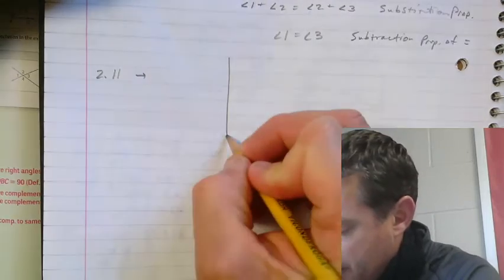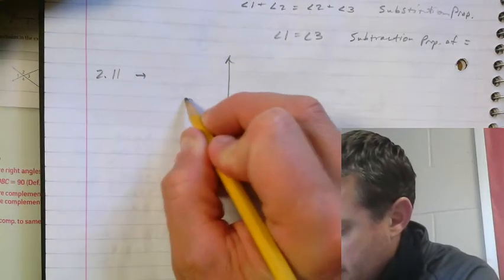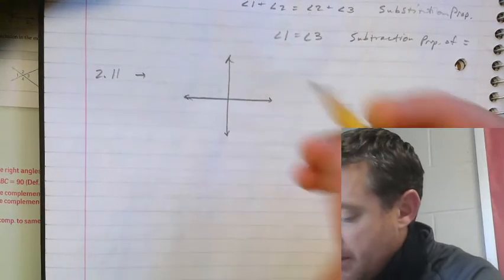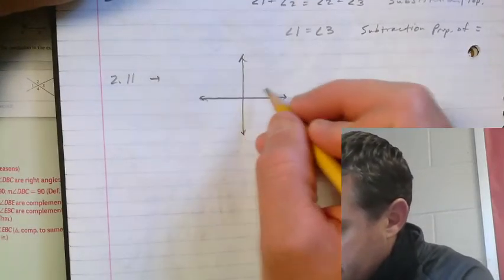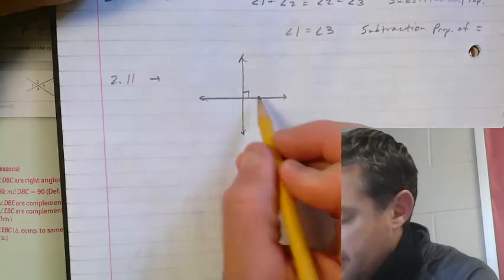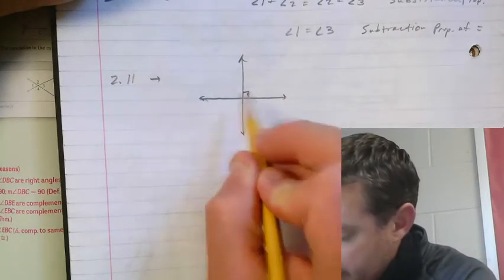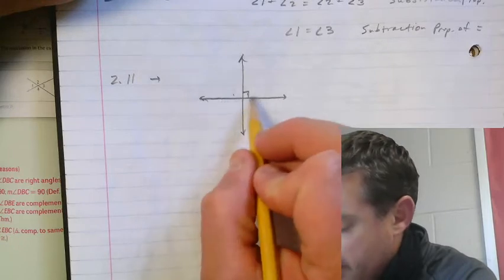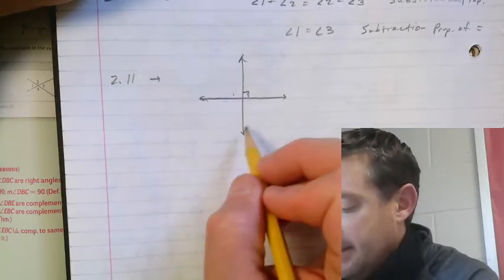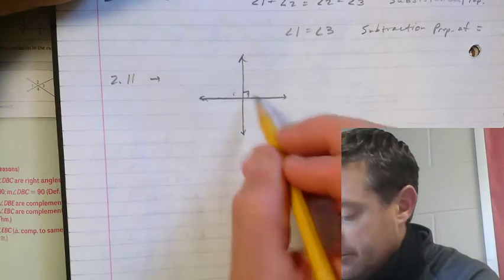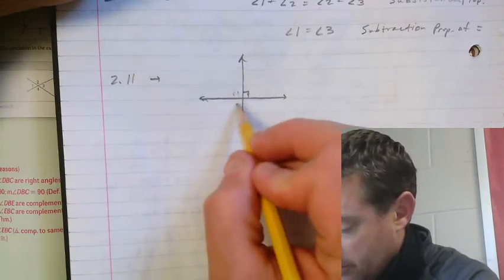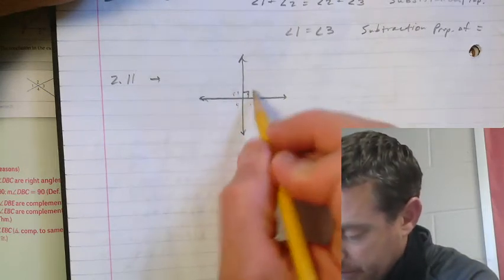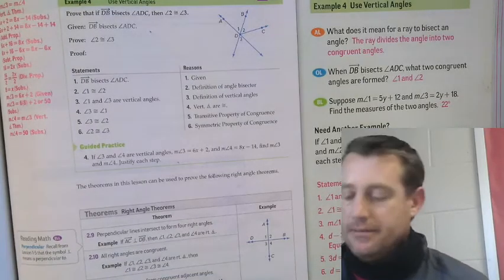If I were to do something like this, perpendicular lines make congruent adjacent angles. They're perpendicular, so it's a right angle. From here, if this is a right angle, this is also a right angle because they're a linear pair. And if it's 180, I need 90 and 90. So they make congruent adjacent angles. So all those are 90. They're all congruent and adjacent.